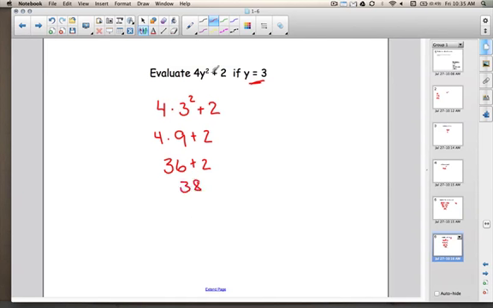And there's our answer. We evaluated 4y squared plus 2 if y equals 3. So the key things for this lesson are that when you see the value of the variable, you substitute that into the expression, and then you follow the order of operations in order to get your answer.